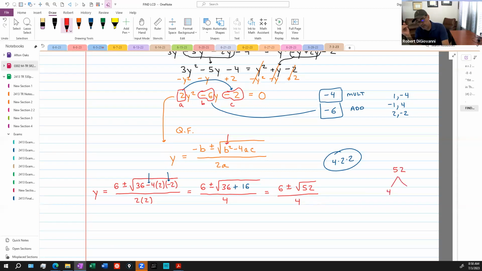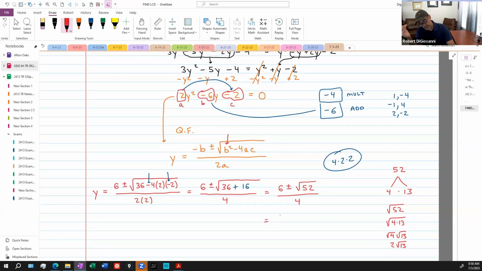4 goes in there 13 times. Yeah, 4 goes into 52 13 times. So they would break down the square root of 52 to be the square root of 4 times 13. And that's square root of 4 times square root of 13. And that becomes 2 root 13. My guess is that's what they're going to do, is rewrite the root 52 as 2 root 13.